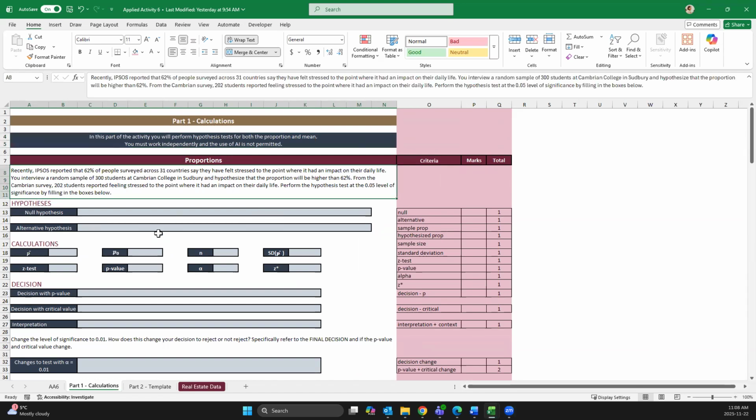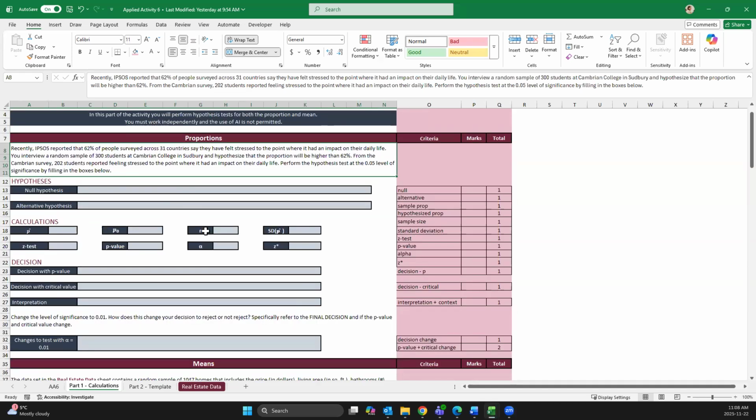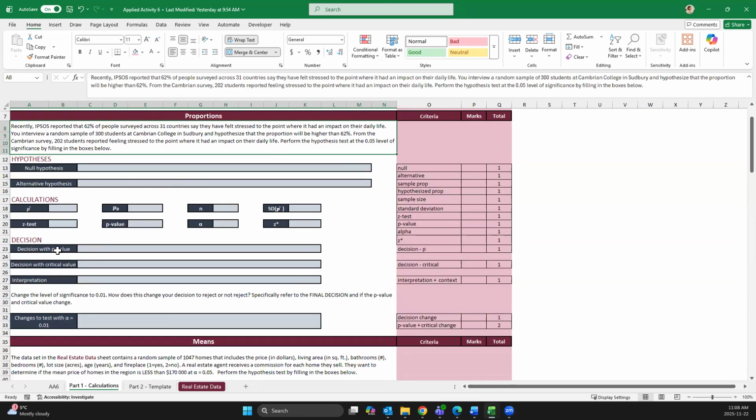You'll have to write out the hypotheses. Please make sure you use the proper notation because you will be marked on that. You'll have to do the calculations for the hypothesis test, make a decision using the p-value, make a decision using the critical value, and then interpret your answer in the context of the problem. So what does it mean in relation to Cambrian students?